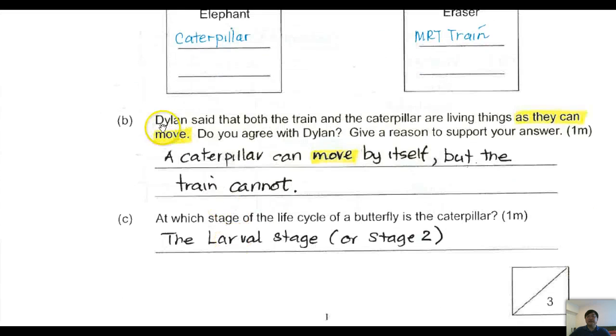Next. Now, Dylan said that both the train and the caterpillar are living things as they can move, right? Both of them can move. So, do you agree? Of course, we need to write down here, no, I don't agree, and give a reason to support your answer. Now, the way of answering is that yes, both can move, but the caterpillar can move by itself, but the train cannot move by itself.